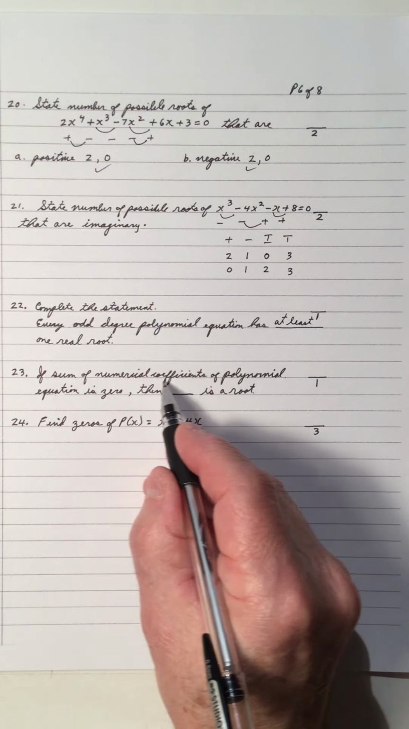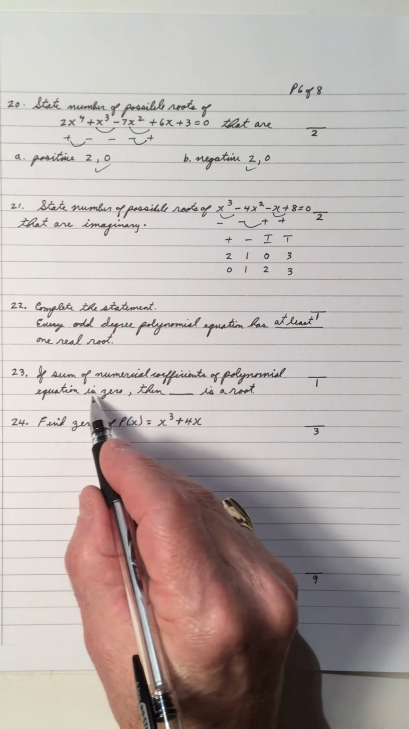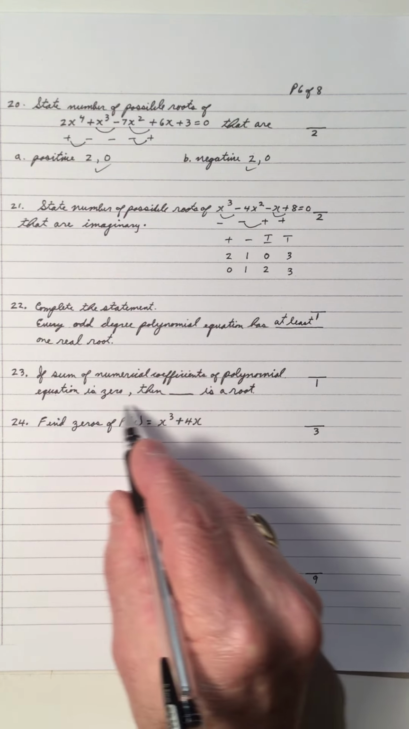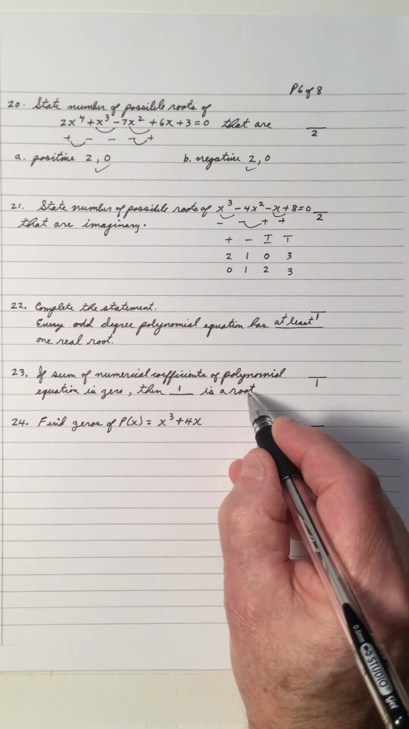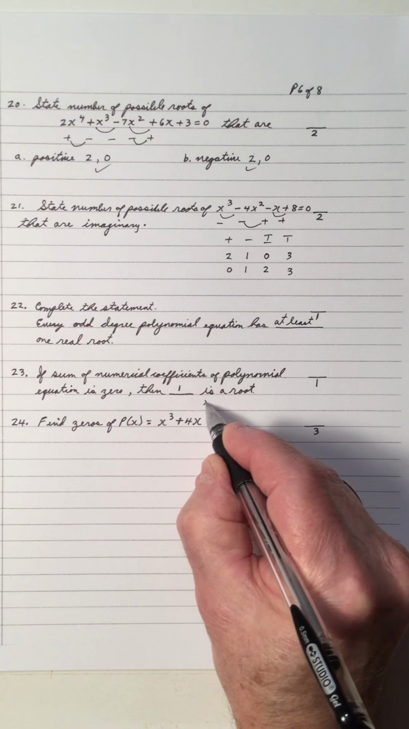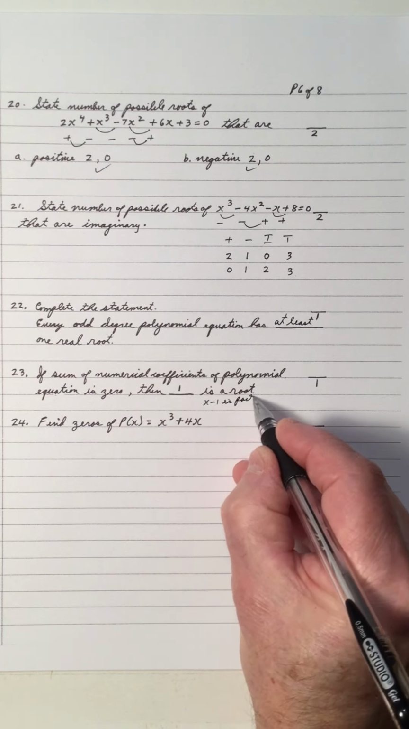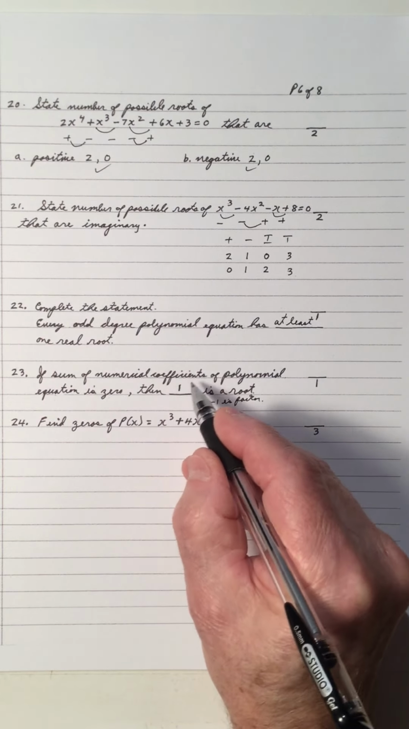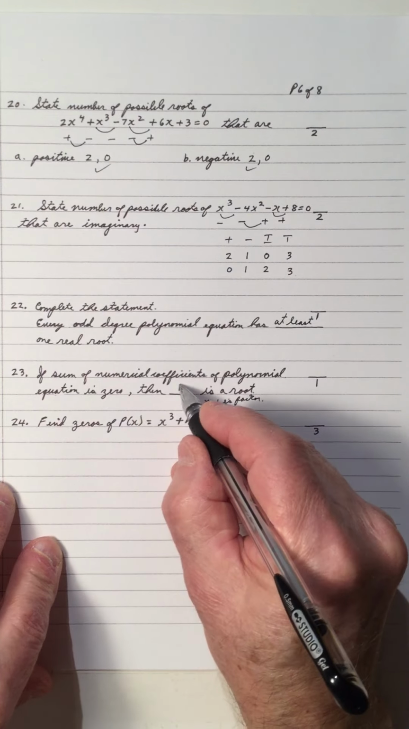Number 23. If the sum of the numerical coefficients of a polynomial equation equals 0, then if the coefficients add up to 0, that means that 1 is a root. That means x minus 1 is a factor. A root is the same as a 0, and a polynomial root is the same as an intercept. So 1 is a root.